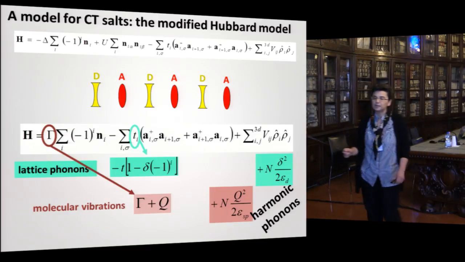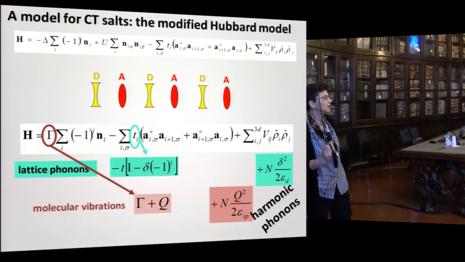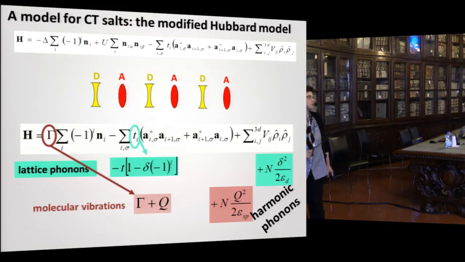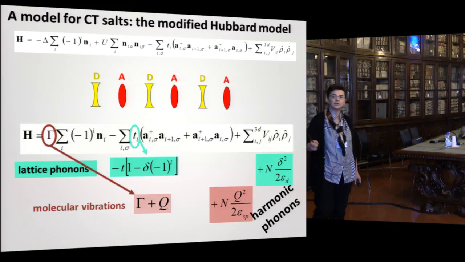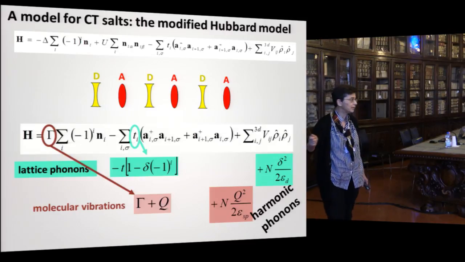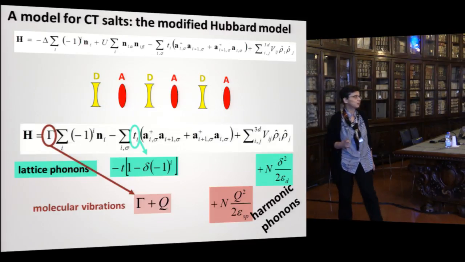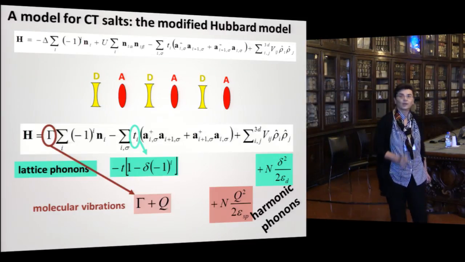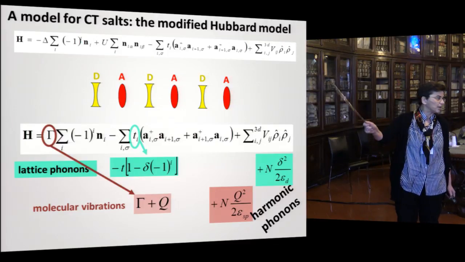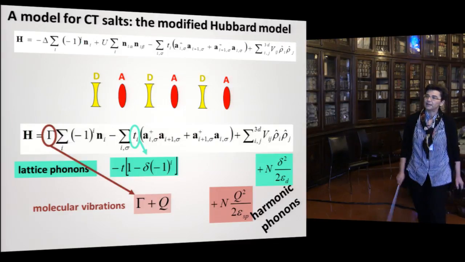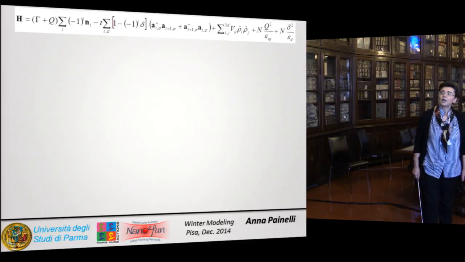And I want to stress immediately and strongly that the phonons and vibrations that I introduce in my model are strictly harmonic. We will see wildly anharmonic potential energy surfaces, but the anharmonicity is not put in by hand in my model. It is a result of the coupling between electrons and phonons. Okay, my phonons are harmonic at the beginning of my discussion.